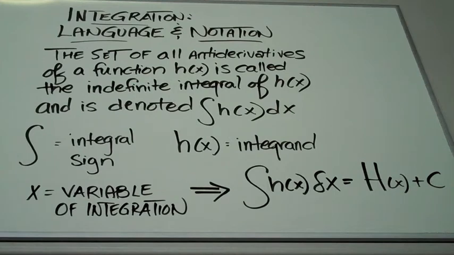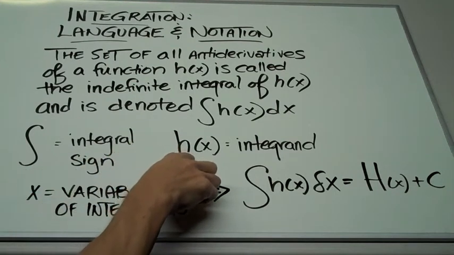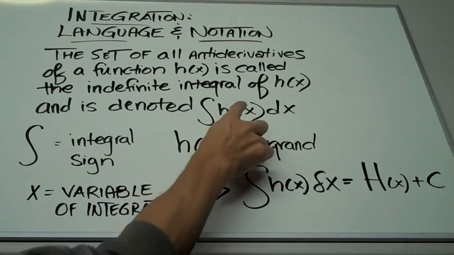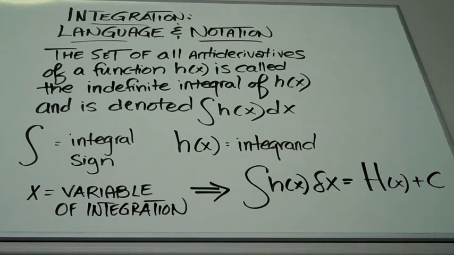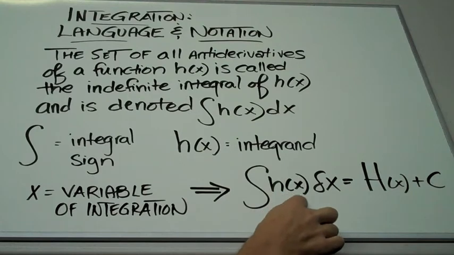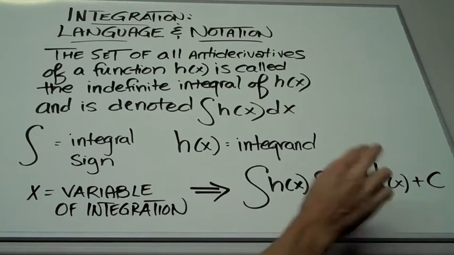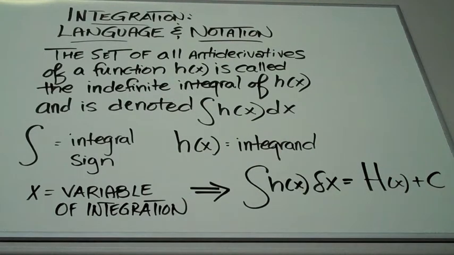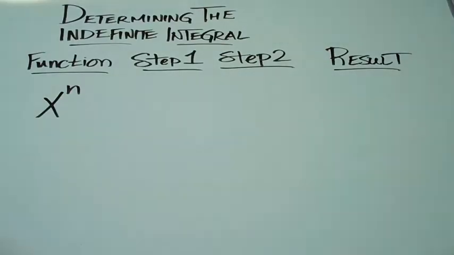The big S is called the integral sign. The h(x) is the integrand, so this is your integrand. And x, of course, is the variable of integration. So putting it all together, we have the integral of h(x) dx is the original function, or some function, capital H(x) plus c, where c is a constant, and that's an element of the real numbers.